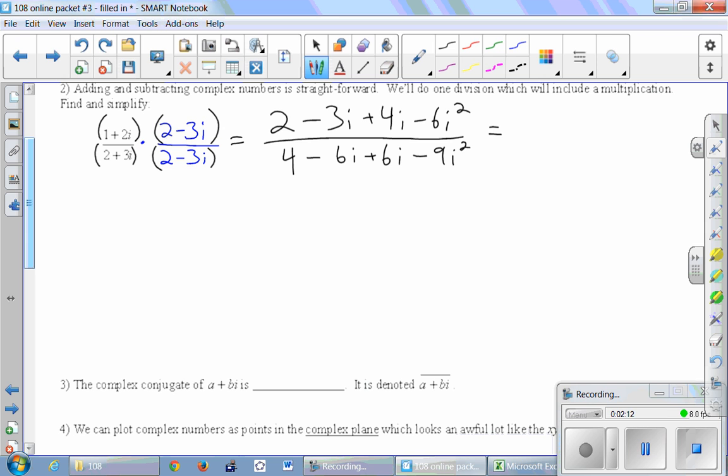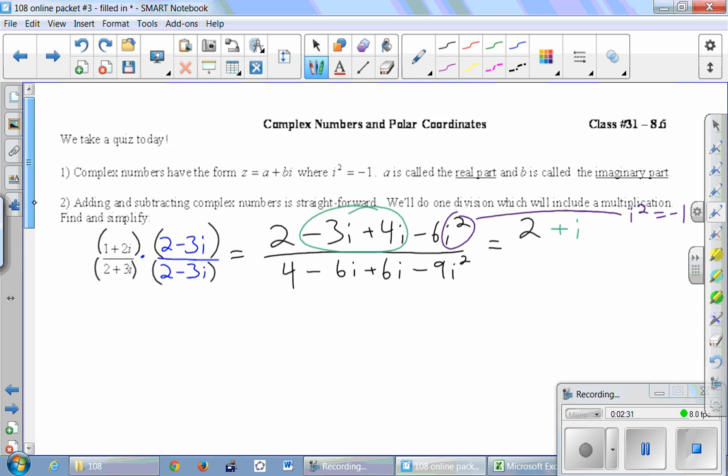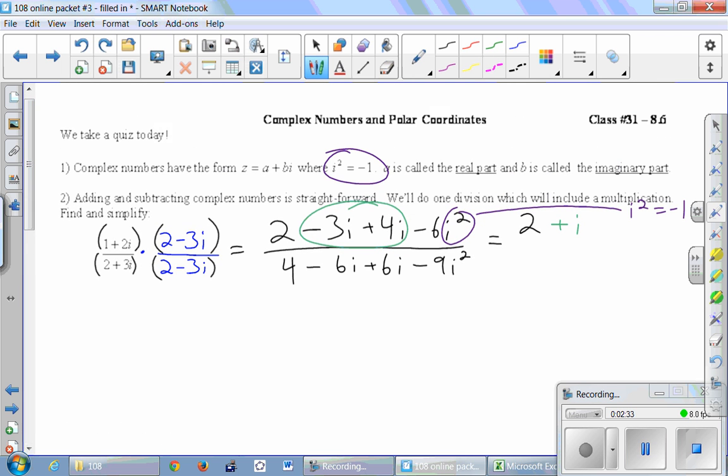Now we're going to start combining some stuff. Combining the like terms that we have here, minus 3i plus 4i is a plus 1i. And then the next thing is this minus 6i squared. Well, i squared, according to what we had up above, is -1. It's basically the definition of i. So that i squared is really -1. So -6 times -1 is really a plus 6. So this becomes a plus 6. Divided by. Okay, that was so much fun.